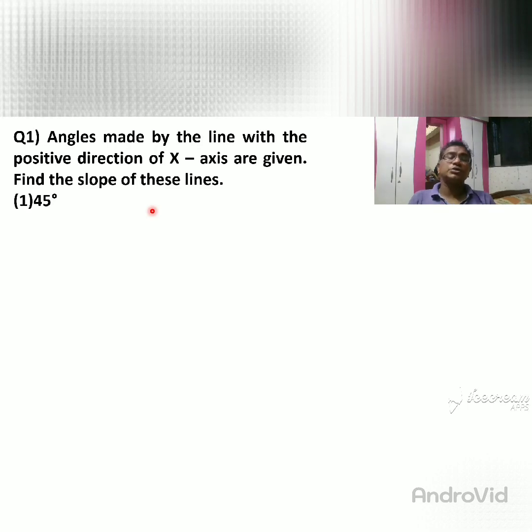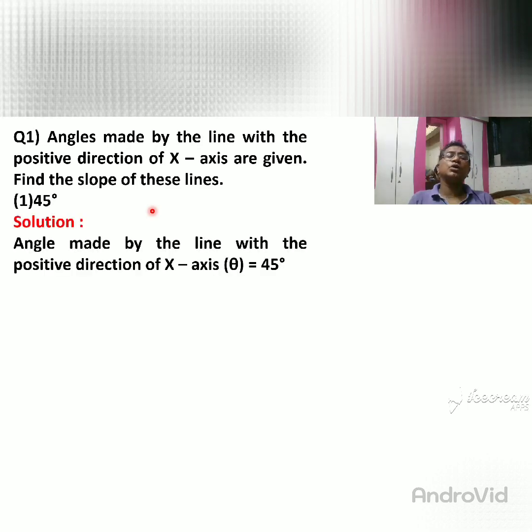Okay, so theta is given as 45 degree. So you want to find out the slope. The angle made by the line with the positive direction of the x-axis, theta, is 45 degree. So there is the x-axis, and the angular measure of theta is 45 degree. So you want to find the slope. So slope is equal to tan theta. See here, the slope of the line is equal to tan theta.